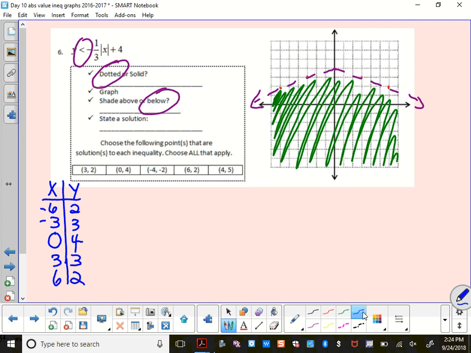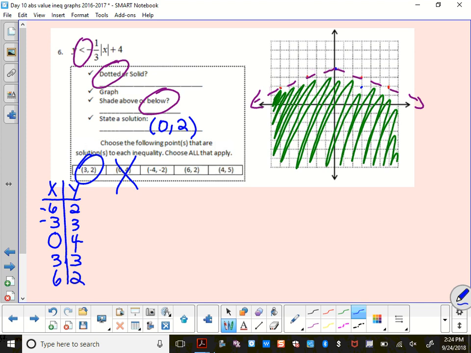All right, Jenny, give me a solution. 0, 2, that works. Now they gave us some solutions that we need to cross out or circle, whichever ones work. 3, 2, does that work? Yes, it's right there in the green. What about 0, 4? Careful, on the dotted line. Only if it's a solid line does it count. If it's on the line, it has to be solid to count.